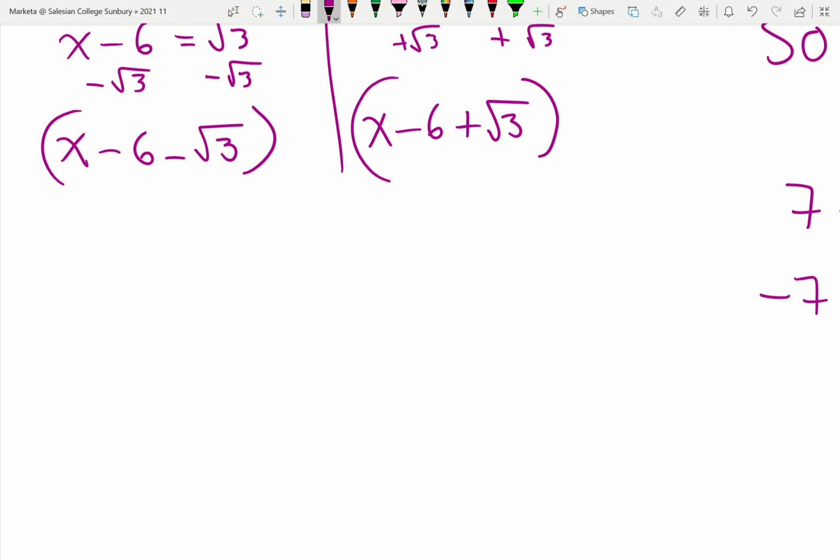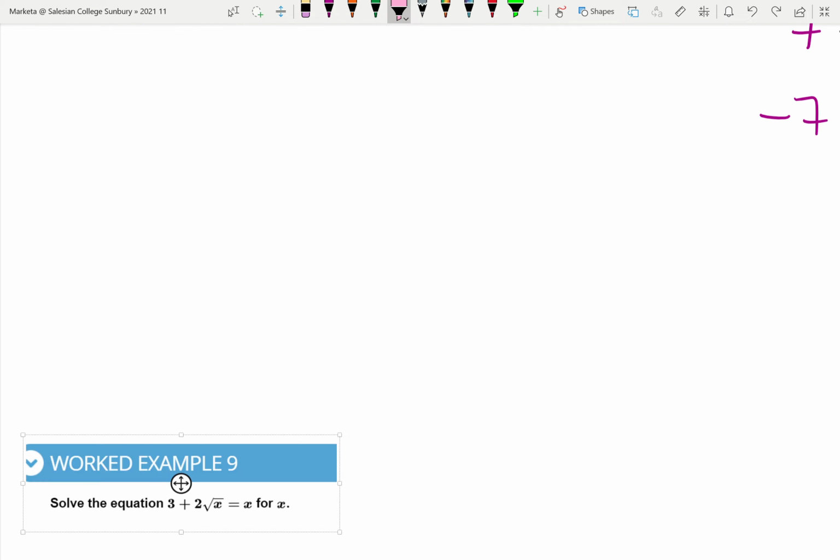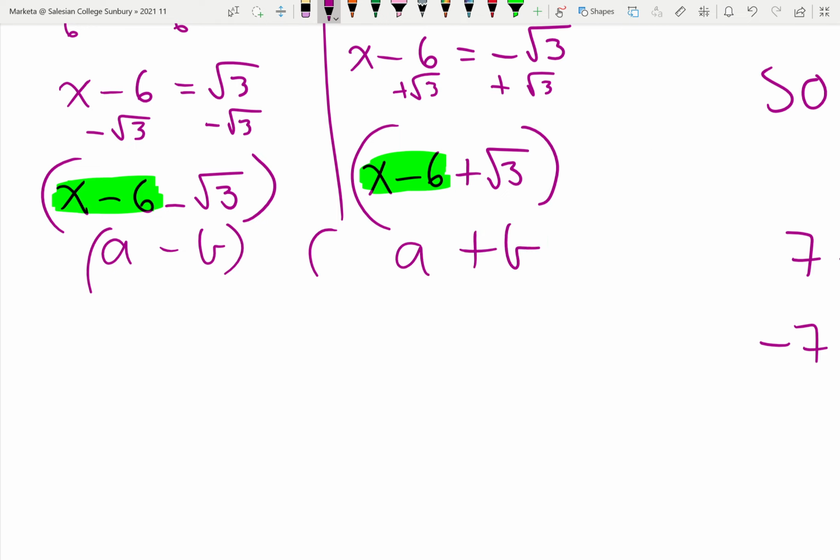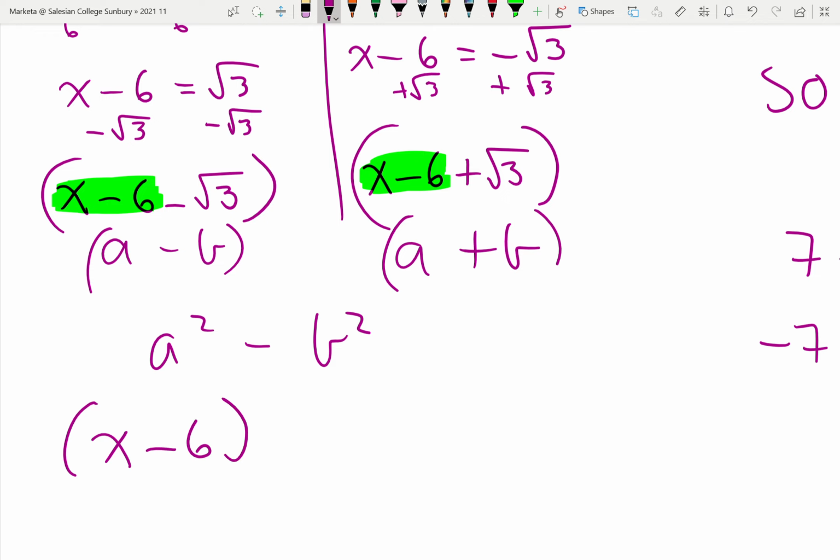So let's have a look. Here, actually, this and this are the same. So what I can say, I might not do that in pink just so people don't think that that's the solution to the pink part. So what I'm going to say here, this is A minus B, A plus B. So if that's A minus B, A plus B, then if I want to expand that, it's going to be A squared minus B squared. And A squared minus B squared, so x minus 6 squared minus B, which is root 3 squared.